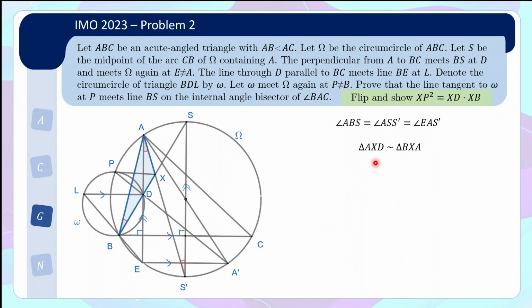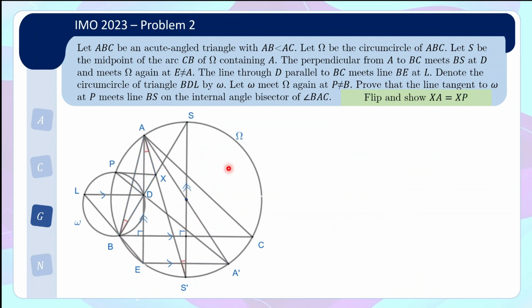And this tells us that we have the ratios AX over XD equals BX over XA, which I can rearrange to get XA squared equals XD times XB. So we have the right hand side appearing here, which means that all we need to show now is XA equals XP. This is very nice. XA and XP is much more tractable than this thing with 4 terms here. Okay, what's next? XA equals XP.